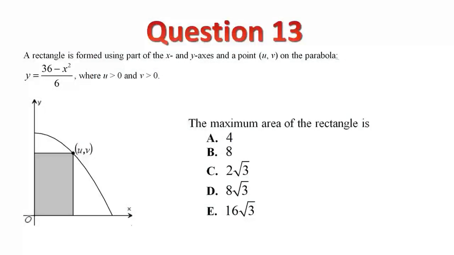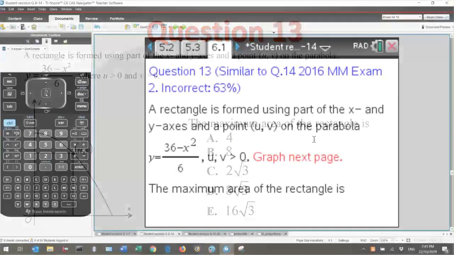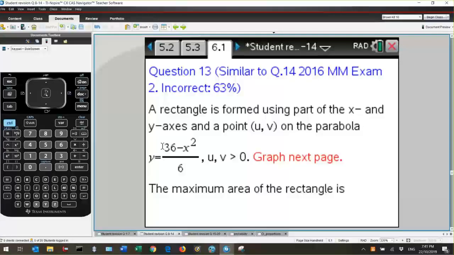Okay, 13. A rectangle is formed using part of the x and y axes and a point (u, v) on the parabola with that equation. Now, the maximum area of the rectangle is. Now, when a similar question was asked in 2016, 63% of students did not get it right, even though it's a fairly straightforward question.